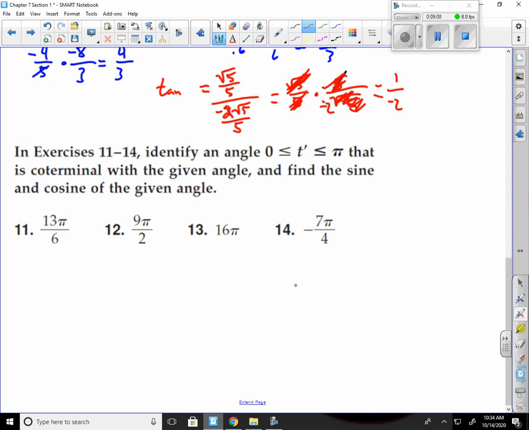Negative 7 pi over 4. I'm going to think about this as 8 pi over 4, and just subtract my 7 pi over 4. That gives me pi over 4. At pi over 4, cosine is root 2 over 2, and the sine is root 2 over 2.